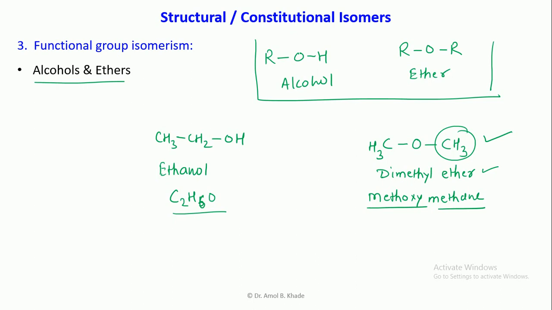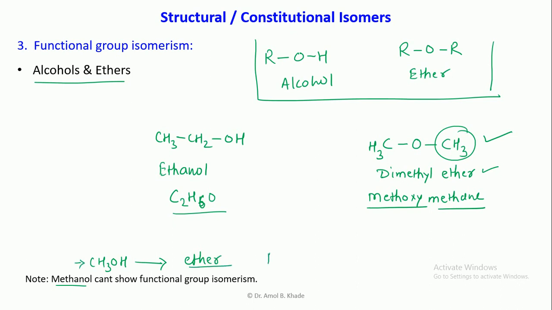Now in this case, methanol will not show this kind of functional group isomerism in alcohol. So methanol, CH3OH, you cannot convert into ether. Why can you not convert? Because there is only one carbon. For making ether you require at least 2 carbons, ROR. So one carbon here and one carbon here. So this is not possible in the case of methanol.